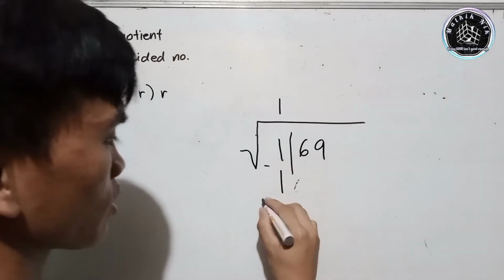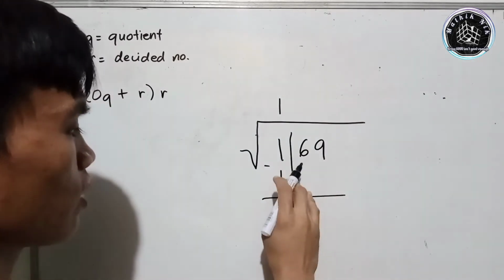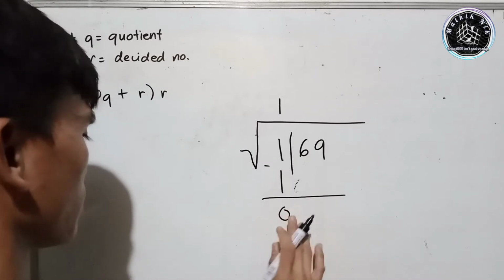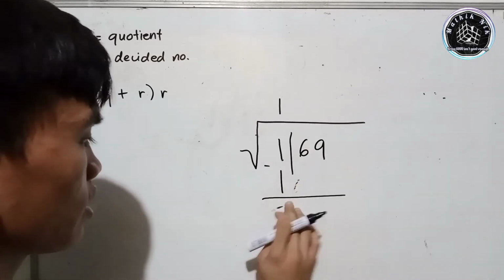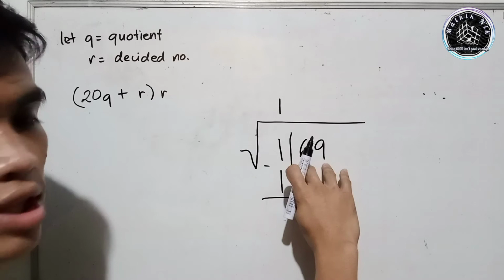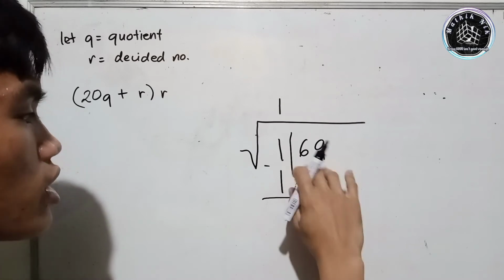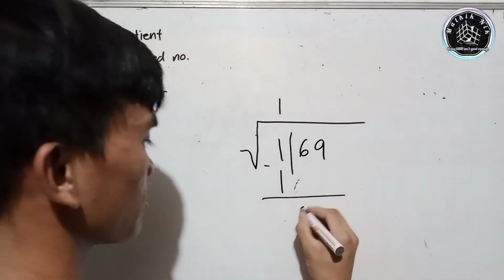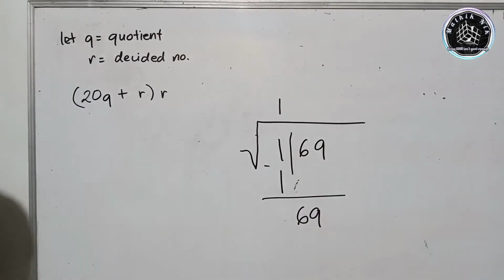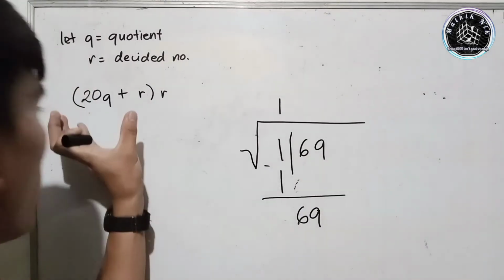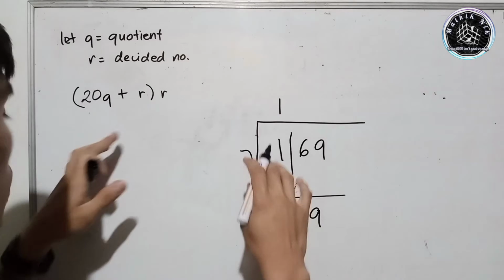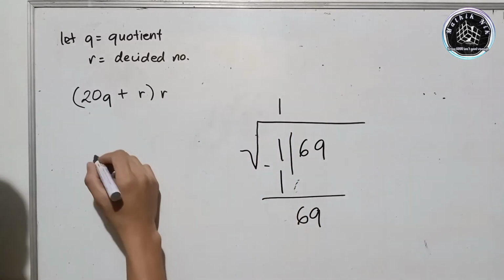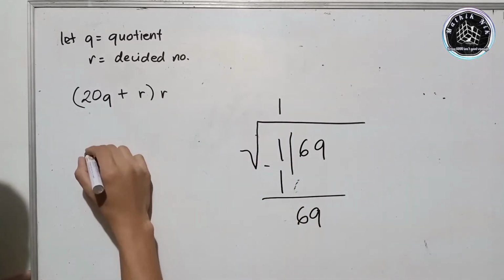When you subtract 1 and 1, the answer is 0. So we can erase the 0 and bring down the 69. This is the same as in proper division rules. Bring down the 69. So the next thing to do is to apply this formula. Since our quotient is 1, we can transfer this into the formula.